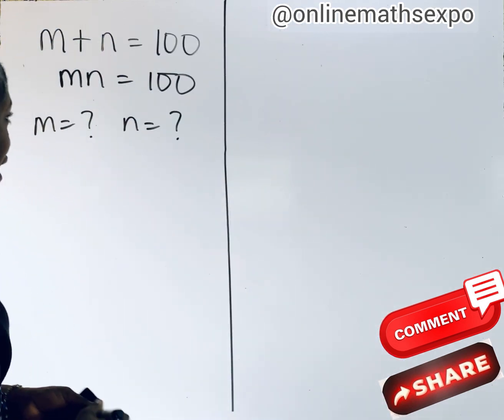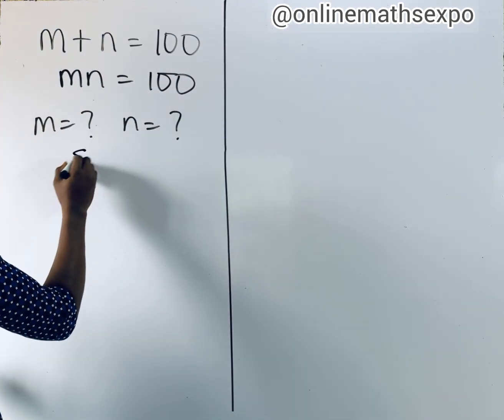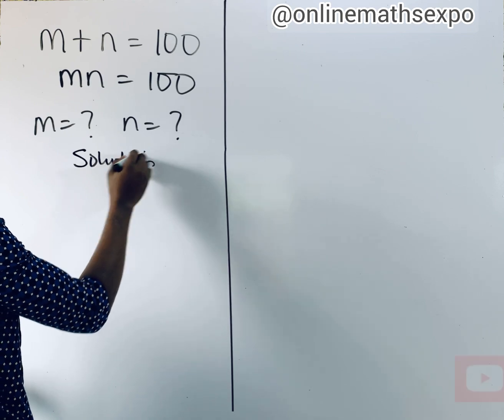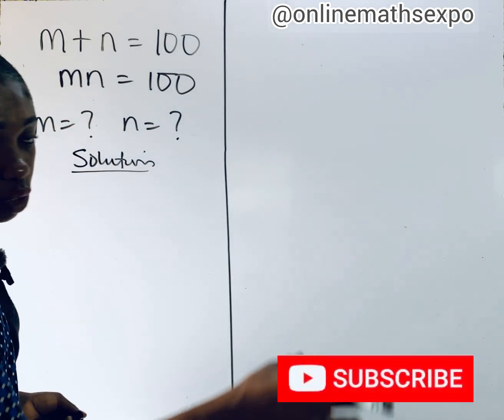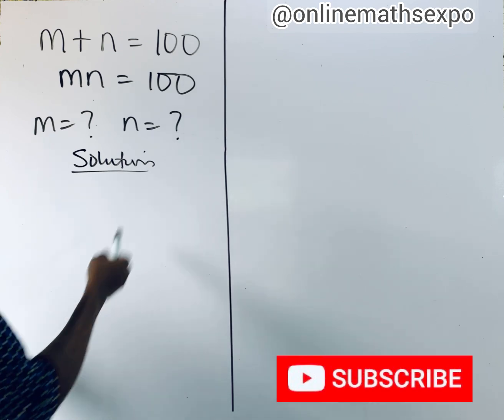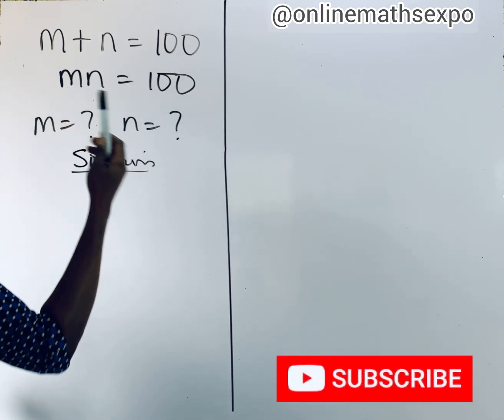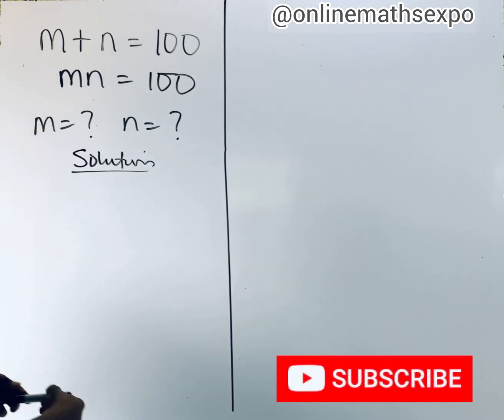It is just very easy. So we're going to begin this with the solution. Okay. Now what do we do here? This is what we are given. This is called a system of equations because you observe we have two equations with two unknowns. So what do we do?